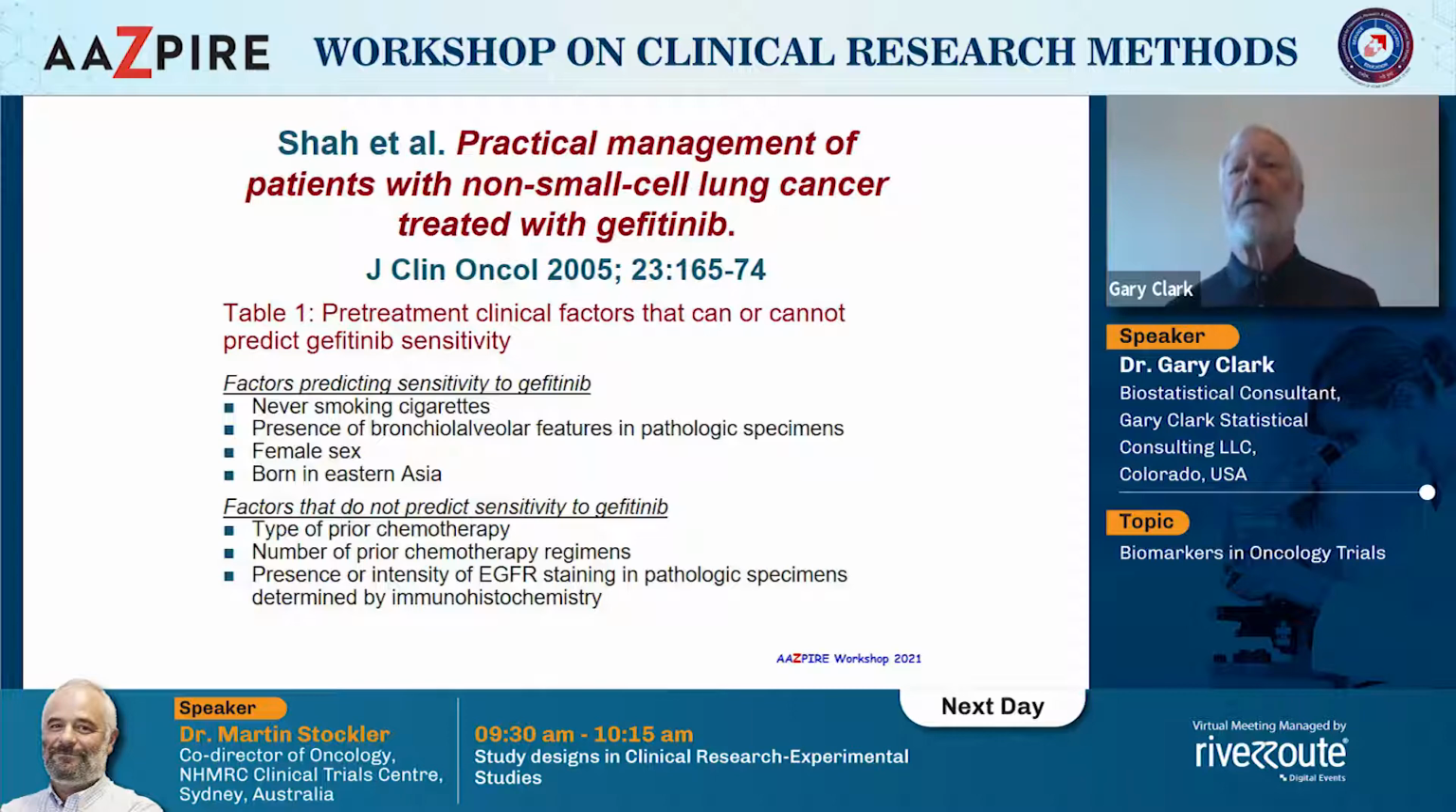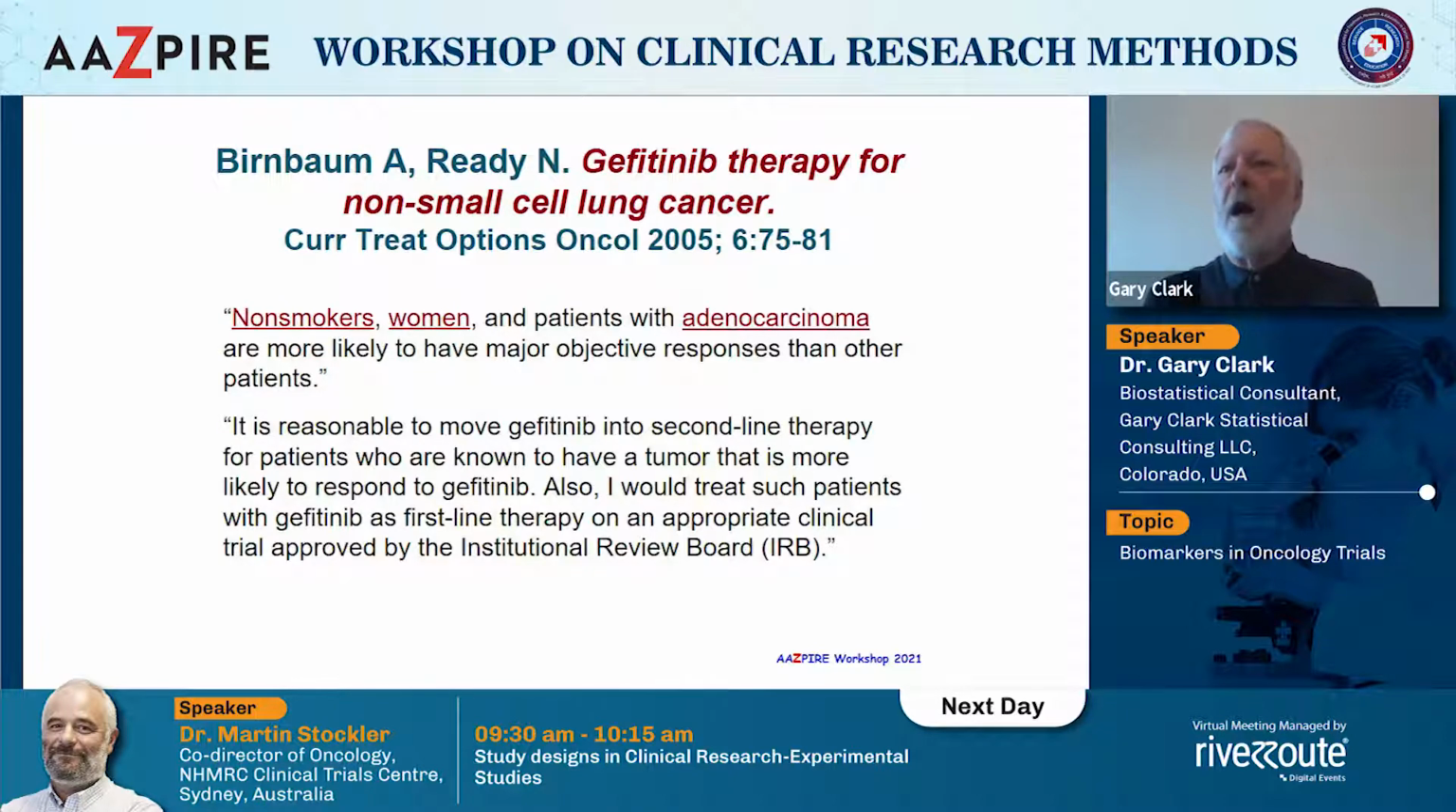There's a different paper that came to the same conclusion. Non-smokers, women, and patients with adenocarcinoma are more likely to have major objective responses than other patients. Remember that gefitinib was not approved at this particular time. It is reasonable to move gefitinib into second-line therapy for patients who are known to have a tumor that is more likely to respond to gefitinib. Also, I would treat such patients with gefitinib as first-line therapy on an appropriate clinical trial approved by the Institutional Review Board. So let's think about this for a minute, or let's analyze it.